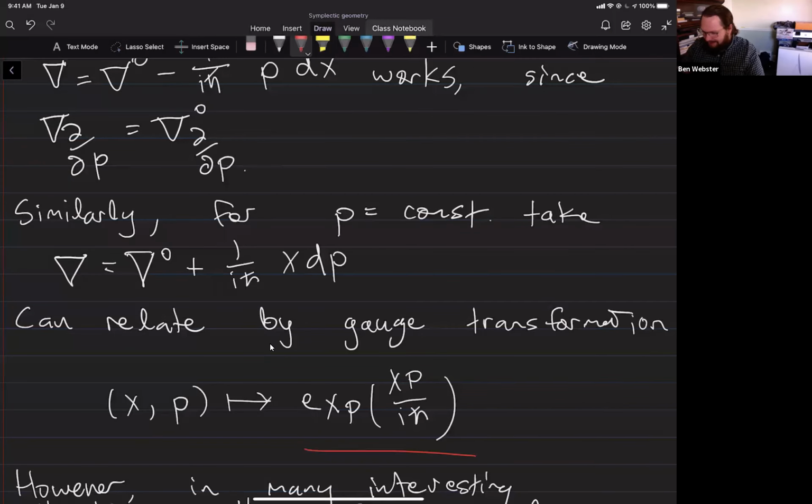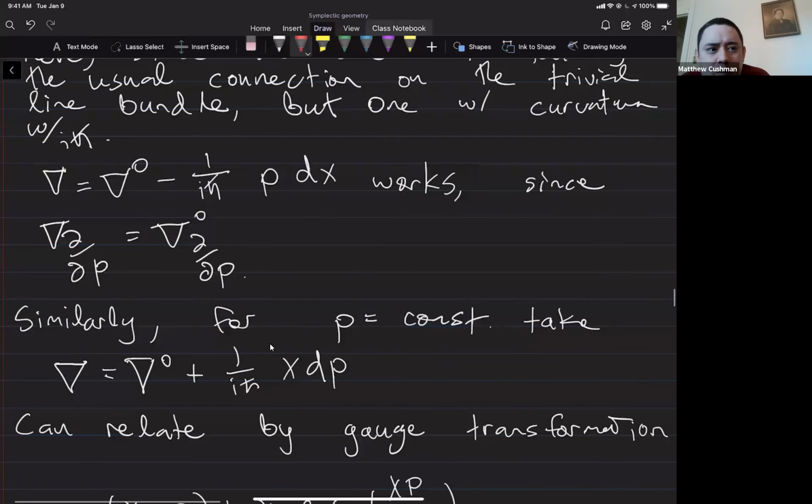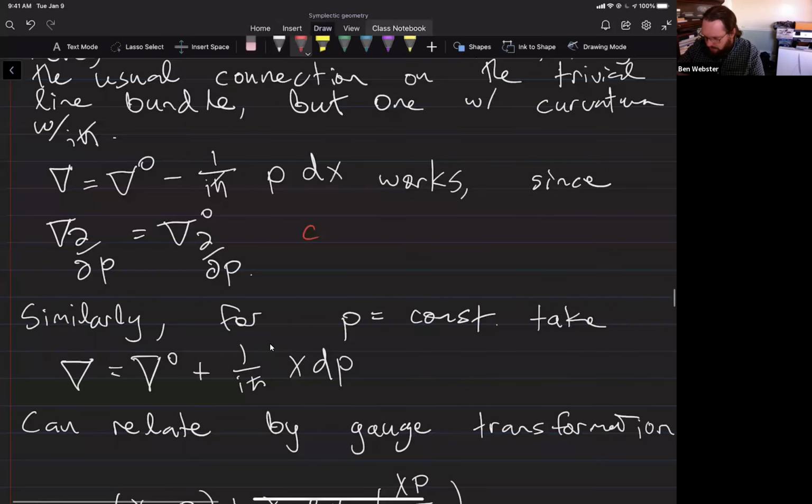Okay, but when you write here that this connection, the trivial connection minus i/h bar p dx works, what is this connection that we have chosen here? This is a connection whose curvature is equal to i over h bar times the symplectic form.